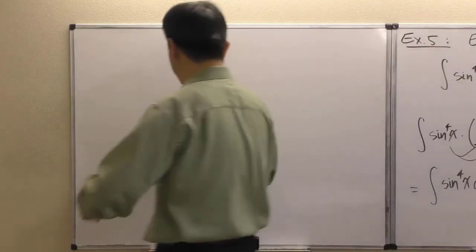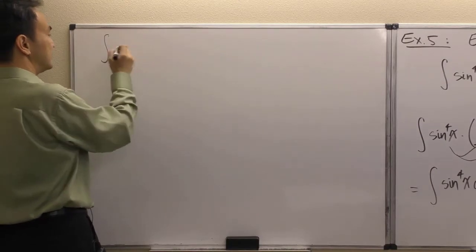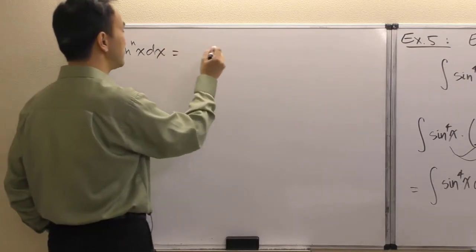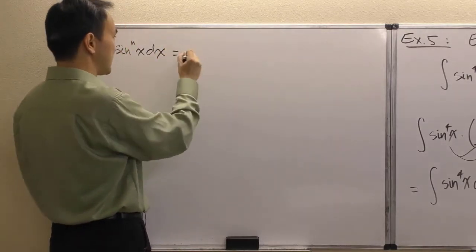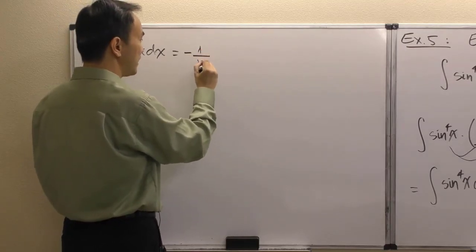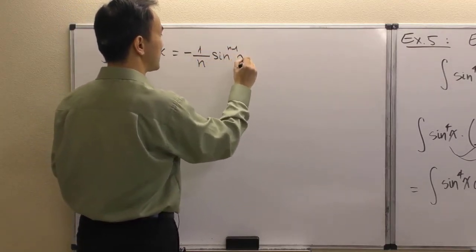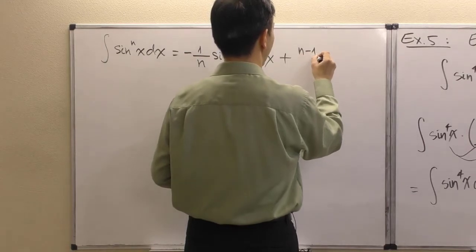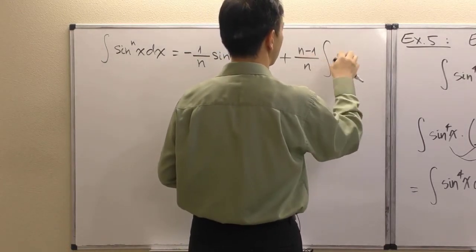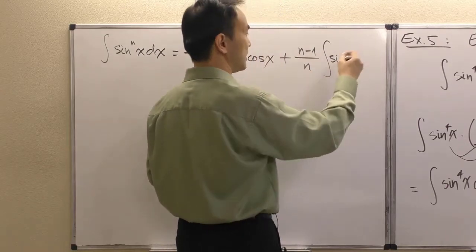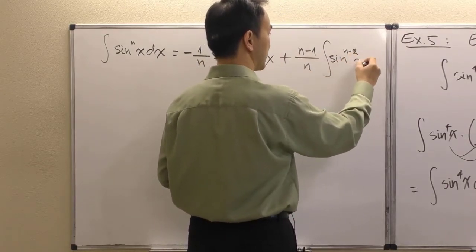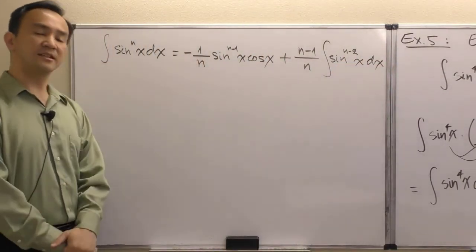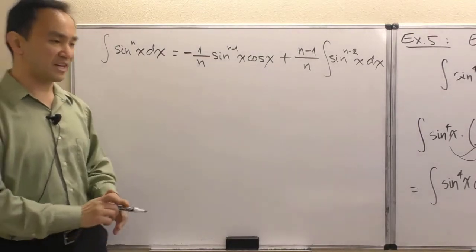The reduction formula says when you are handling sine to the n of x as one single function, we need to produce the following. You're going to end up with negative 1 over n times sine to the n minus 1 of x times cosine of x. But that's not all. We also add n minus 1 over n times an integral of another power of sine, but lower, so sine to the n minus 2 of x dx. That's a brief reminder about the reduction formula for sine to the n of x.